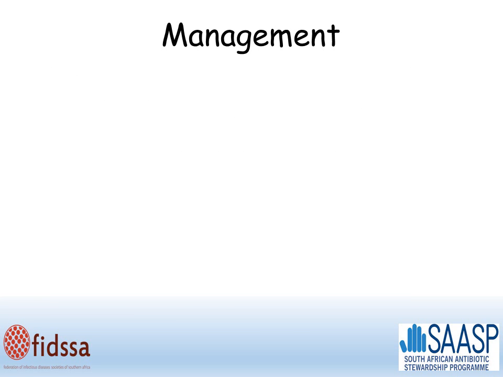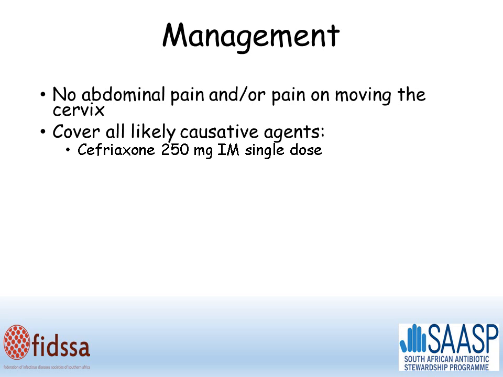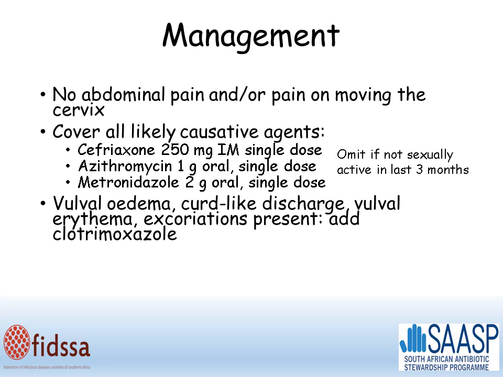The management, once vaginal discharge syndrome is confirmed, depends on the presence or absence of pain on moving the cervix. If this is absent, then in order to cover all the likely causative agents, we use ceftriaxone intramuscularly as a single dose, plus azithromycin as an oral dose, although these can both be omitted if the patient has not been sexually active in the last 3 months. And the third drug is metronidazole 2 grams as a single dose.